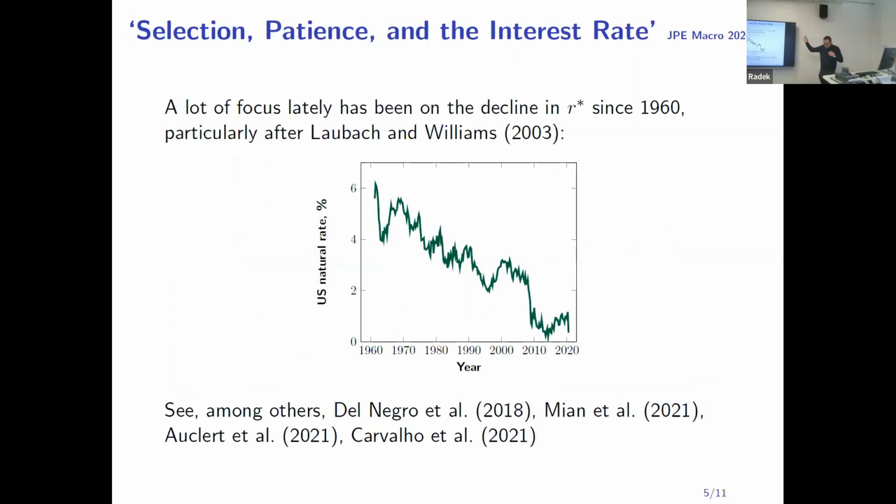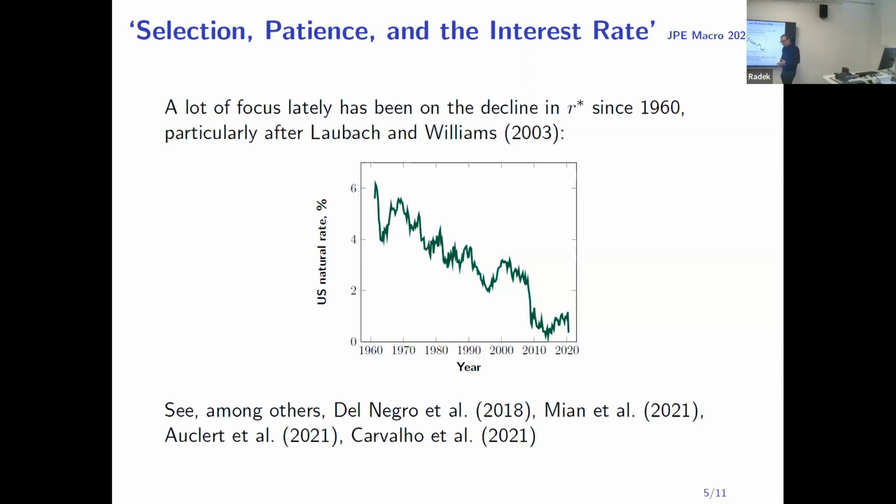The next few slides will be from this paper. As I said, we've got it for JP Macro, and so I'll give you a little bit of a taste of what we do there to help you understand why we think the social discount rate is declining. It's not just us who've been thinking about this. There's been a lot of focus lately on trying to understand the decline in the natural rate of interest since about 1960. If you look at the US, that rate has been near zero. It's gone up now slightly, but not much.